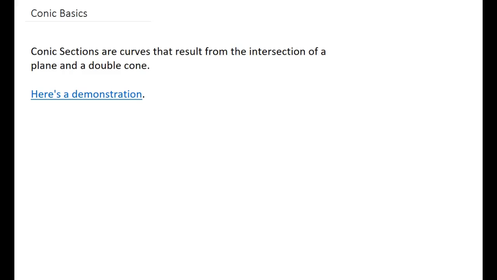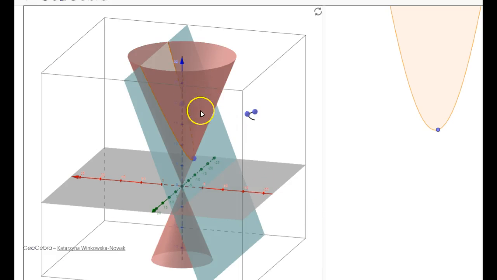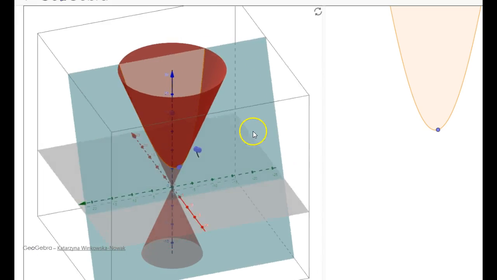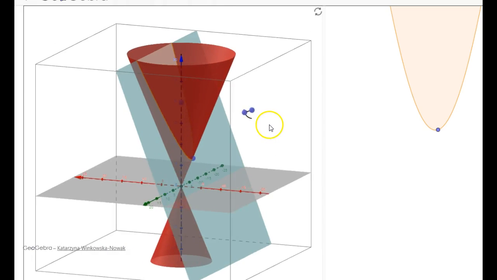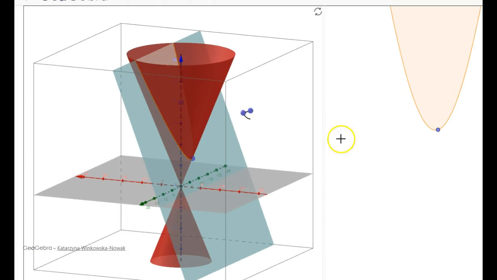Okay, let's learn about the basics of conic sections. Conic sections are curves that result from the intersection of a plane and a double cone. Hang on a minute, I'm going to show you a demonstration. You can see I've got two red cones here, and I've got this plane right here. Right now, the intersection of this plane with that top red cone is a parabola. Can y'all see that? Okay, and here is a representation of it over here.